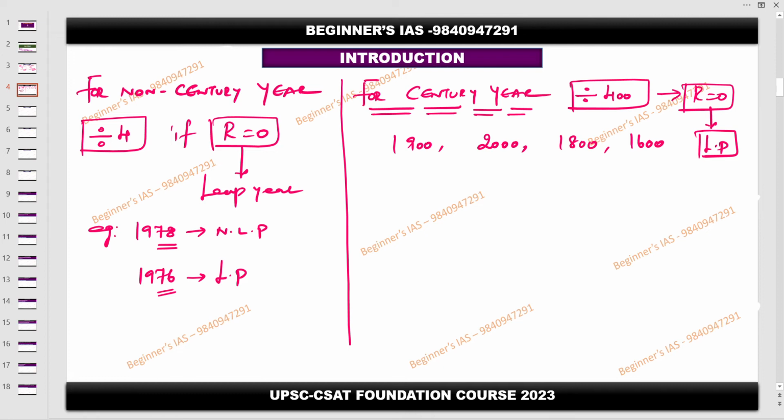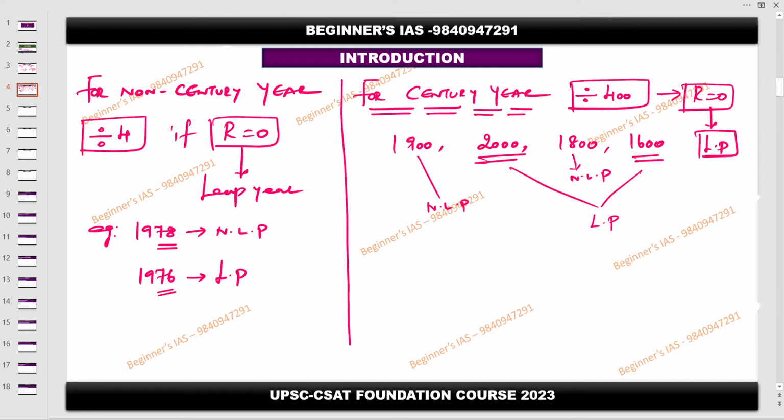Now you people tell me, among these four century years, which one is a leap year and which one is not? 2000 and 1600 are both leap years. This is a non-leap year, and this is a non-leap year. People understood? Even though it's a century year, it's not a leap year. I hope everyone is clear with how to find out the leap year and the non-leap year. Why we are finding leap years and non-leap years, we are going to see right now.